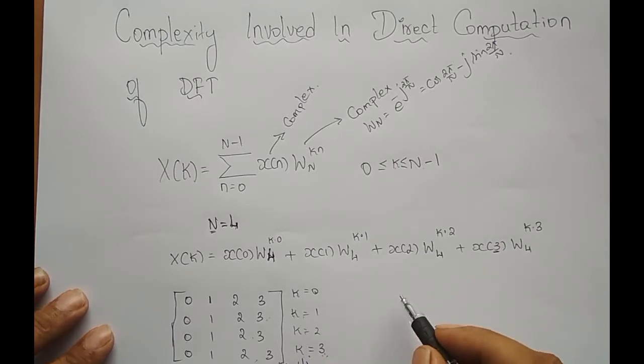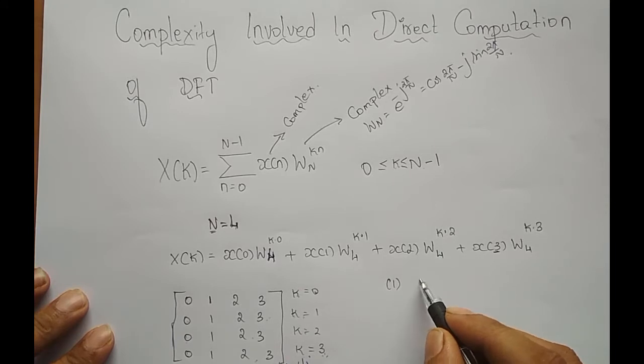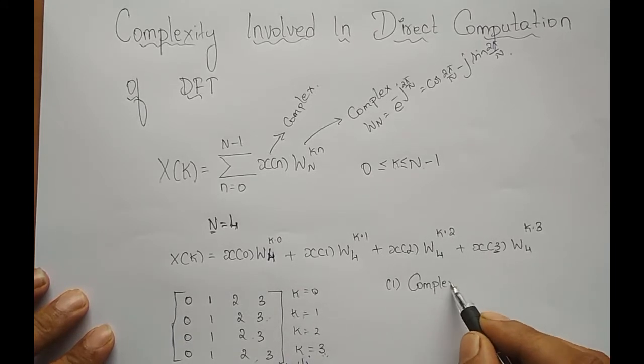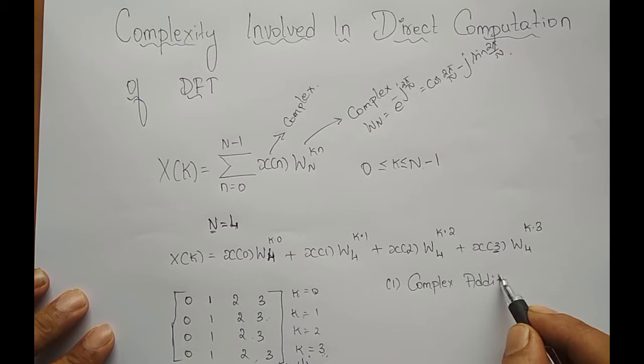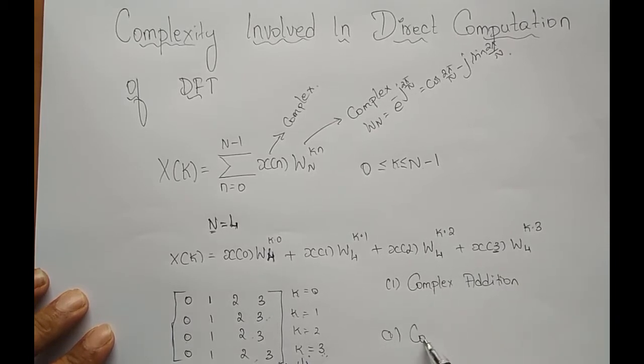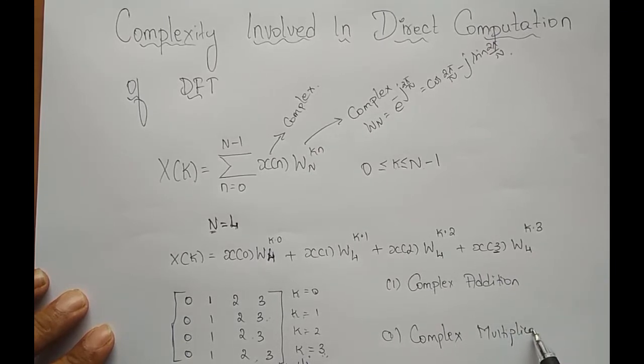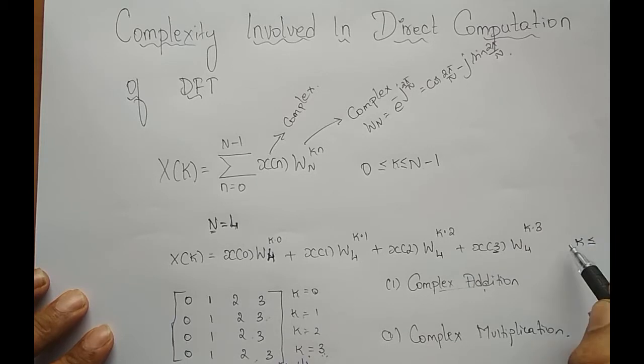Now we shall first talk about complex addition, how many complex additions are required, and then we'll talk about how many complex multiplications are required. So how many complex additions are required? For one value of k, here k is varying from 0 to 3, so k takes values 0, 1, 2, 3. For one value of k, n is taking values 0, 1, 2, 3. For k equal to 1, n is 0, 1, 2, 3. For k equal to 2, n is 0, 1, 2, 3, and so on.